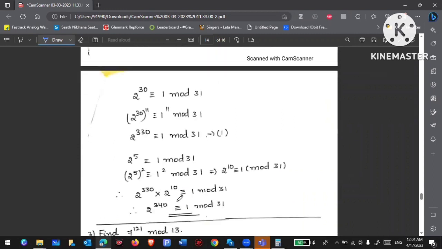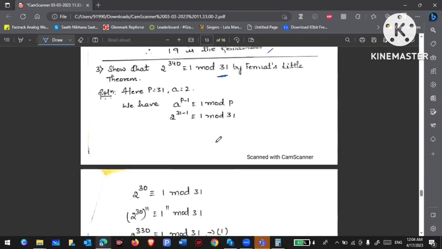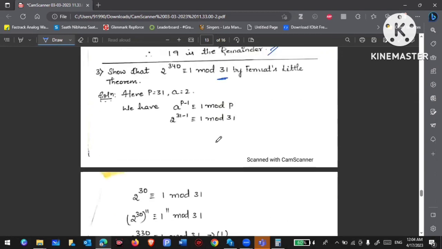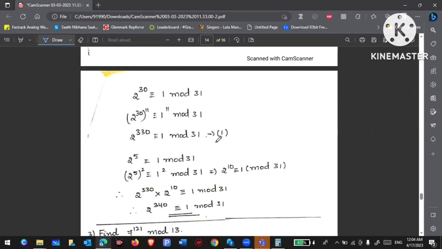So we'll get 2^330 on the left hand side, congruent to 1^11, which is 1 mod 31. Call this equation number 1. Then still we want 10. So we have got 2^330, and we need 2^340. So 2^10 extra we want here.